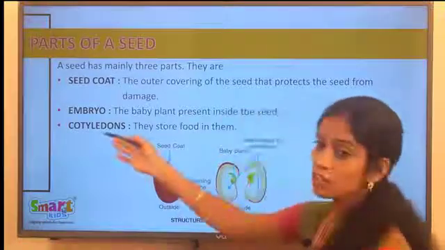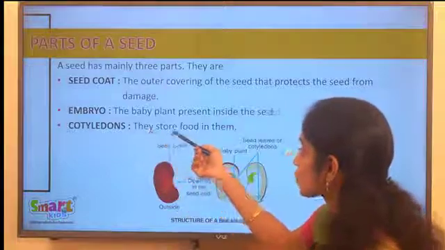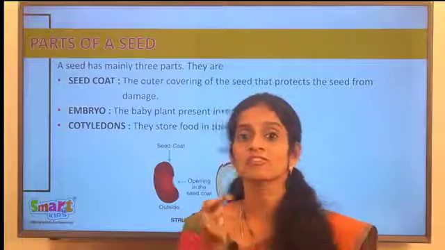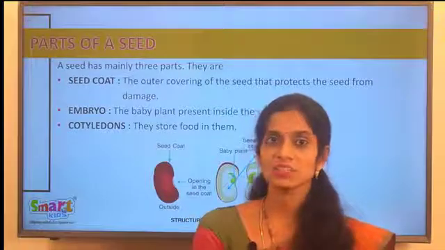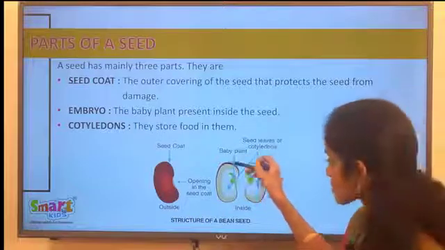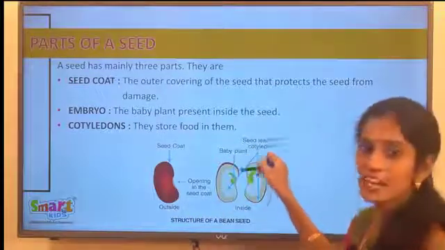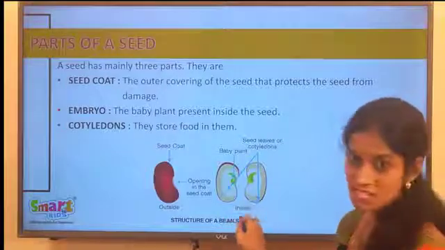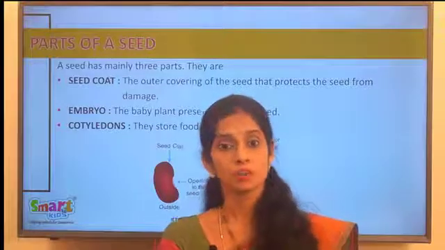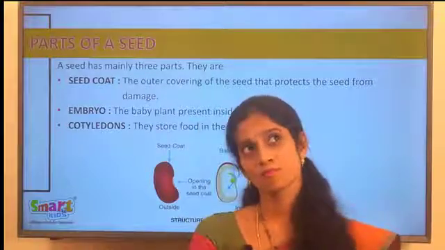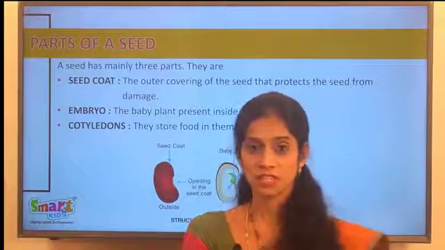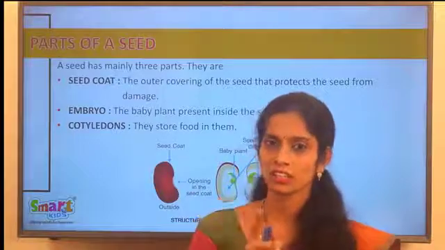And the next thing is cotyledons. They store food in them. What do the cotyledons do? They have food in them. Those cotyledons are what we eat. Here we see two cotyledons. This is one cotyledon and this is another cotyledon. It is a bean seed, and it has two cotyledons. But some seeds have only one cotyledon, for example rice, maize, corn. If you observe them, you will find only one cotyledon.